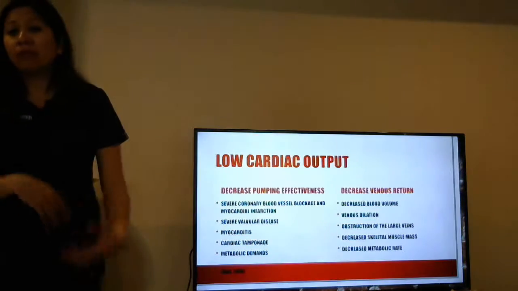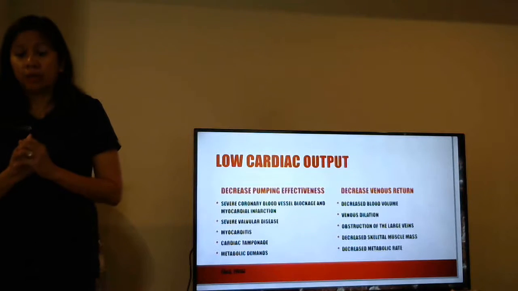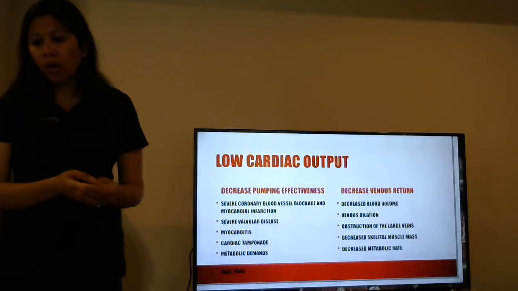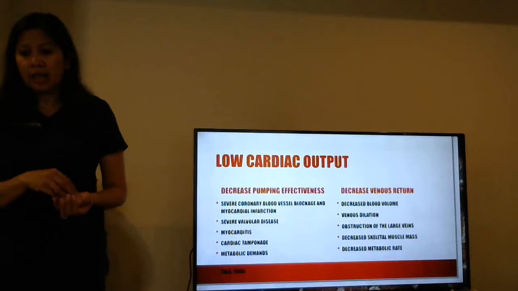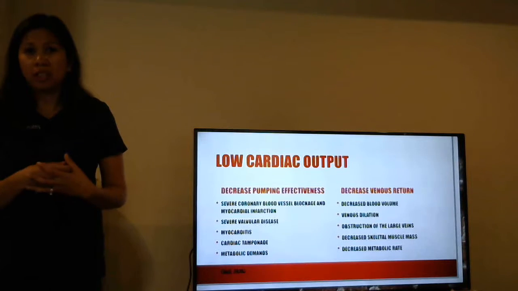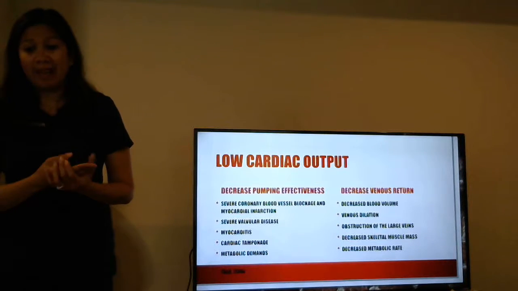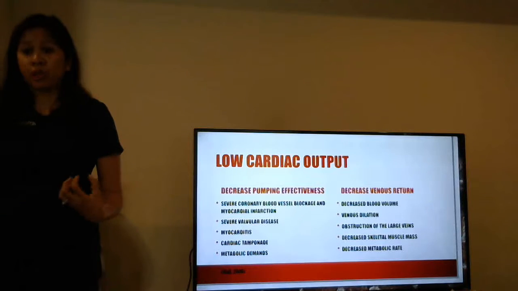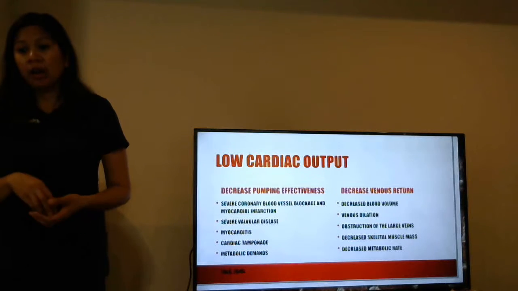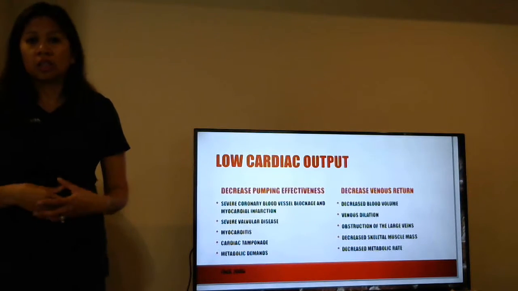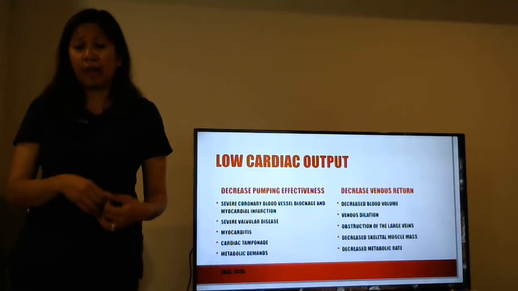Now, when we have low cardiac output, that isn't very efficient. There are 2 reasons for that. Either we don't have a good pump or we don't have good return. When we don't have a good pump, that means there's some type of blood vessel blockage, like when we have an MI, valvular disease, myocarditis, or tamponade. When we don't have good venous return, that means our blood volume is low, like from shock or loss of blood or hemorrhaging, a venous dilation, obstruction of the large veins, or the muscle mass is missing. All these things cause decreased cardiac output.